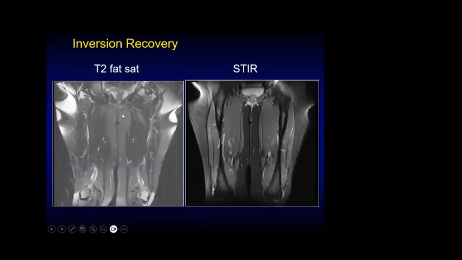And another example here, you have the image on the left, and that's because of a large field of view. The larger the view, the more the magnetic field becomes inhomogeneous, and because of that, there is far better fat saturation here.